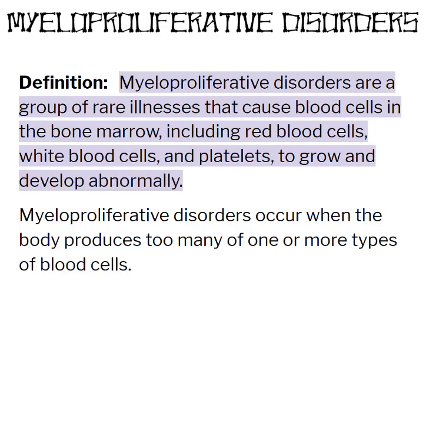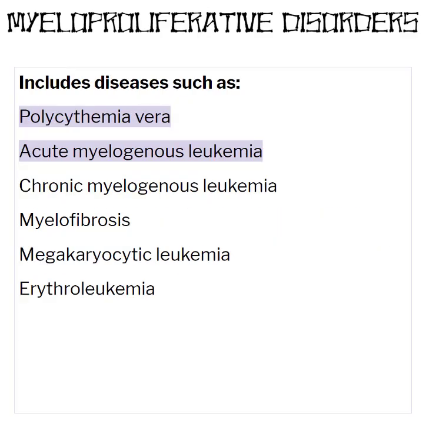Myeloproliferative disorders are a group of rare illnesses that cause blood cells in the bone marrow, including red blood cells, white blood cells, and platelets, to grow and develop abnormally. So we've already talked about a few myeloproliferative disorders that affect the red blood cells in our erythropoiesis lectures. We're just going to look at a brief list of other myeloproliferative disorders that affect the white blood cells.